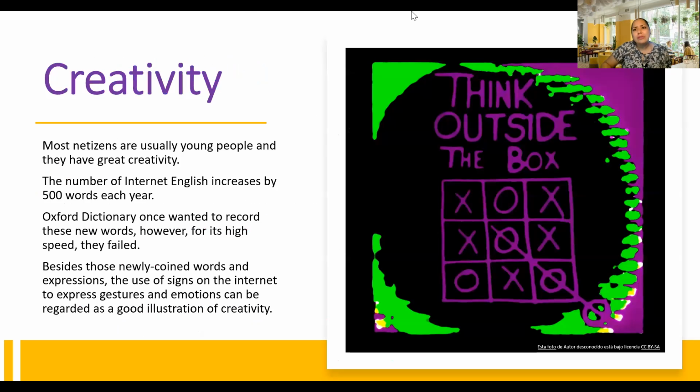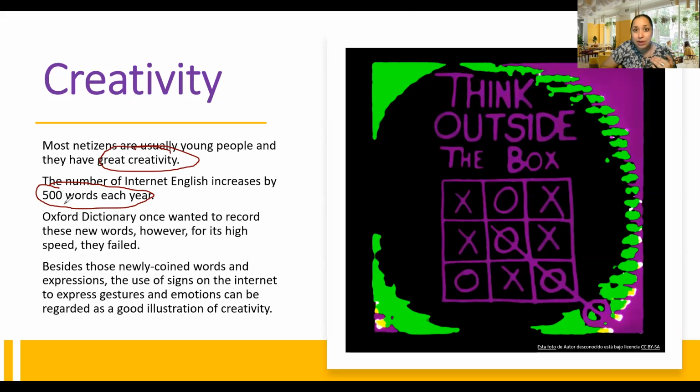So now, since we talked about popularity, we can talk about creativity. So it's about thinking outside the box. That's why I use this image over here. Most netizens are usually young people and they have great creativity, like you guys. The number of internet English words increases by 500 each year. Isn't that impressive? Like 500 new words every year.